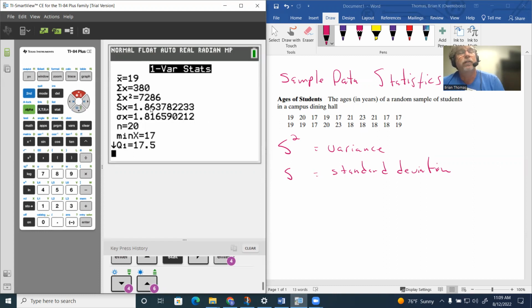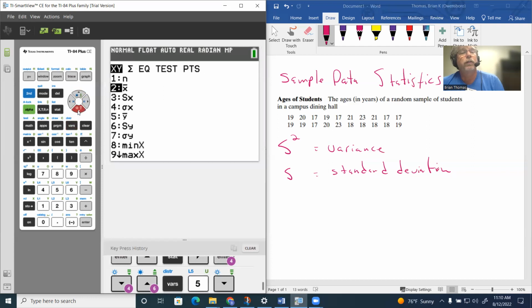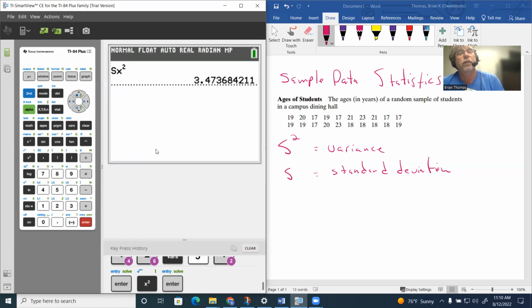Now, if I want to find the variance, what I've got to do is square this value. The way we could do that as a shortcut is if we go to vars, number 5 is statistics. We use the Sx one, go down to that one and hit it. Then if we square that using our x squared button on our calculator and hit enter, it'll give us a variance of 3.47. So it gives us a dispersion there, and a little bit of idea of what's going on with variance and how things are spreading out.